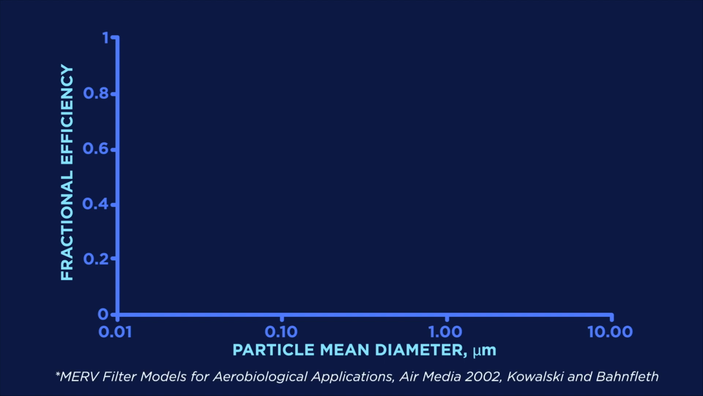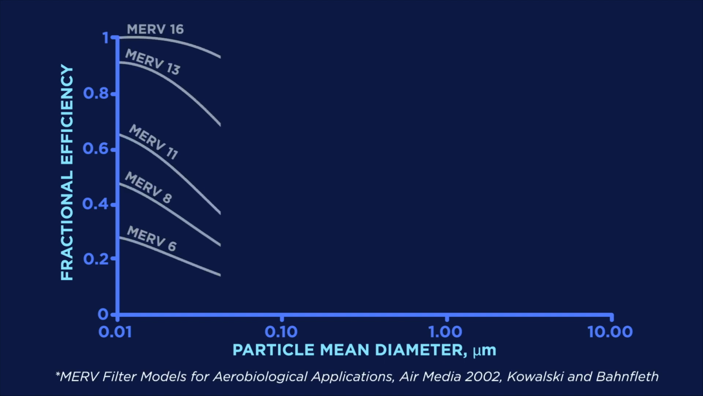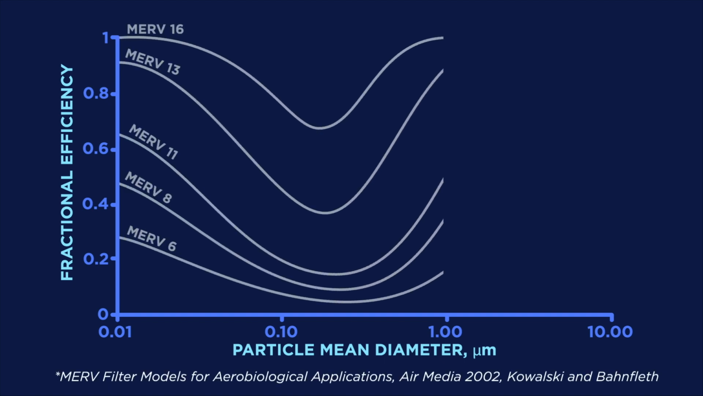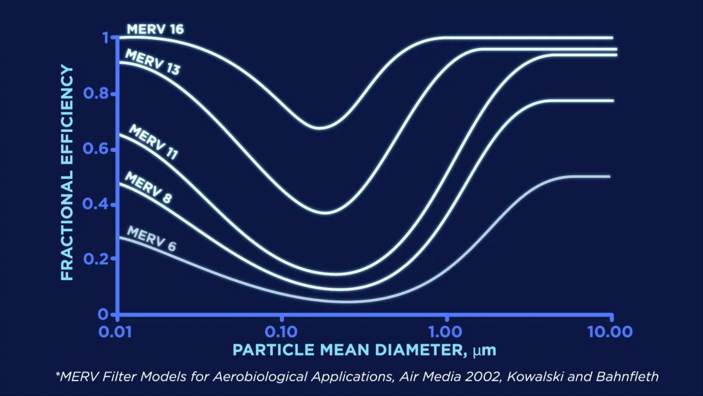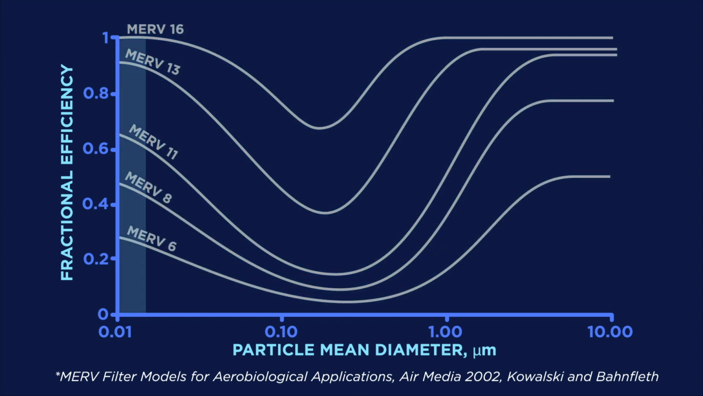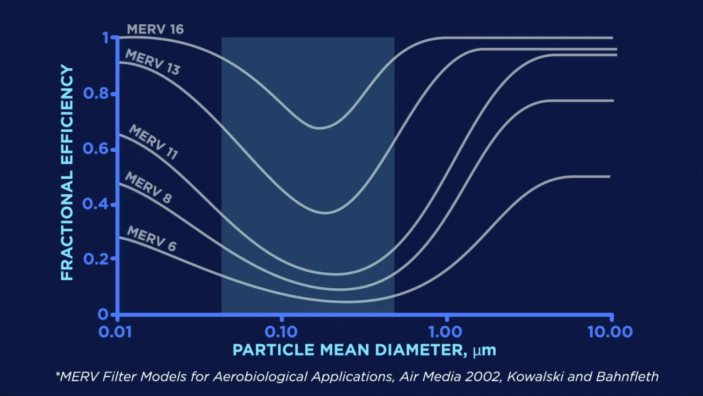Here is a plot that shows the approximate fraction of particles of various sizes that are removed each time the air passes through a filter. Each curved line corresponds to a different MERV rating. You might think the smallest particles are the hardest to remove. However, it's actually particles in the 0.05 to 0.5 micron range that are the most difficult to remove.